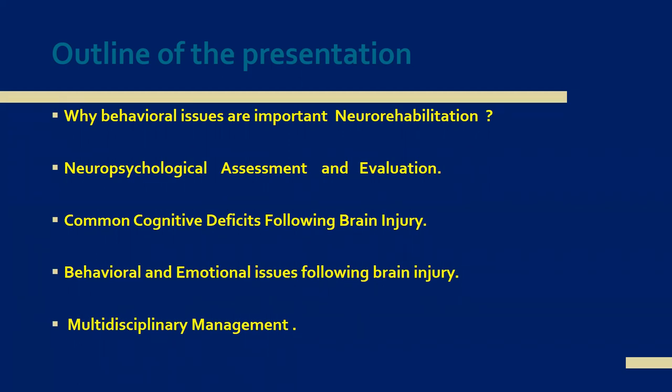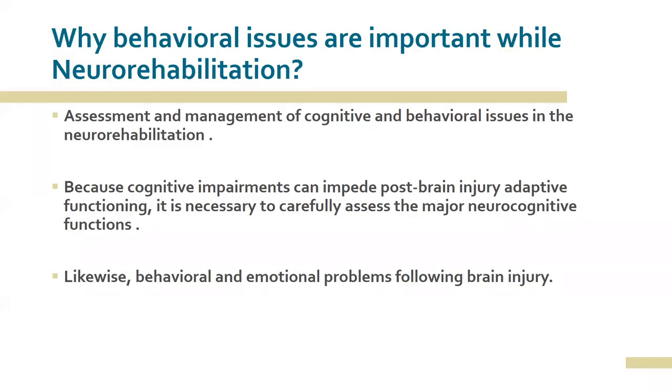Why is it important? Because after the traumatic brain injury, two things appear. One is the behavioral problem. Second is the emotional issue. The emotional issue arises because of the injury, and simultaneously the emotional issue arises in the family because of the grief reaction or post-traumatic stress disorder because of the injury. The family member suffers and simultaneously the patient suffers. So we have to evaluate the cognitive reserve of the patient. And lastly, the multidisciplinary management, which I will discuss.